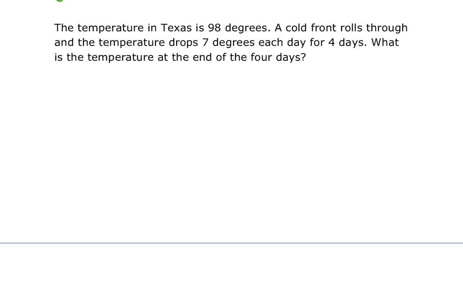All right, let's quickly review integers in a word problem. So we can see the temperature in Texas is 98 degrees, and we know that is a positive 98. It says a cold front rolls through, and the temperature drops 7 degrees. Okay, so we know that is a -7, a drop.